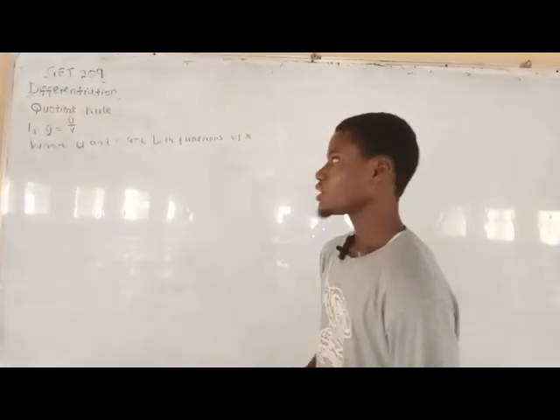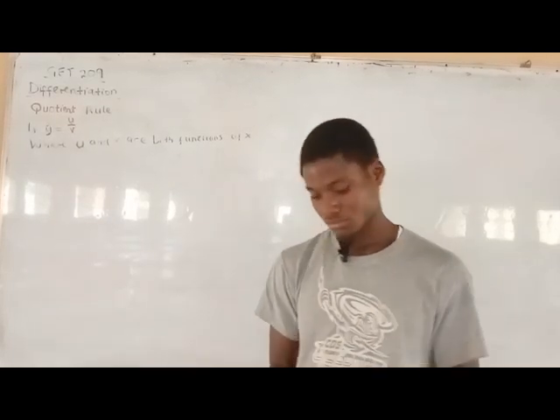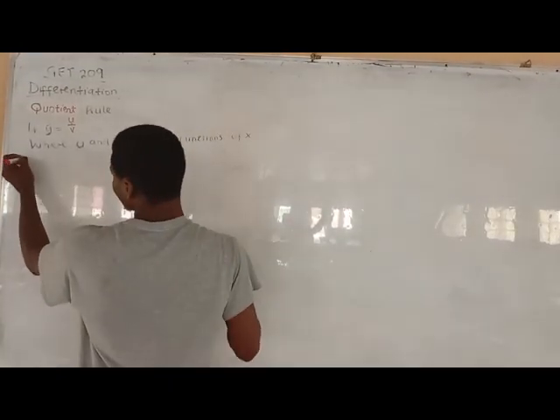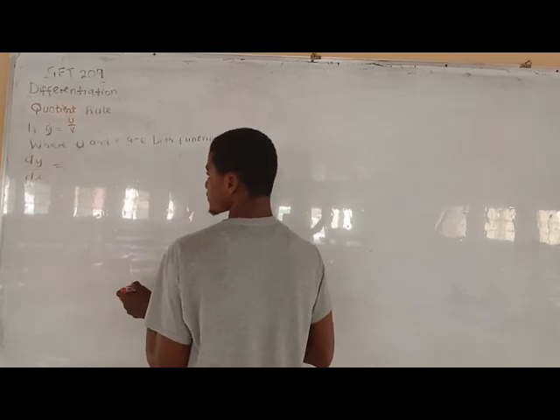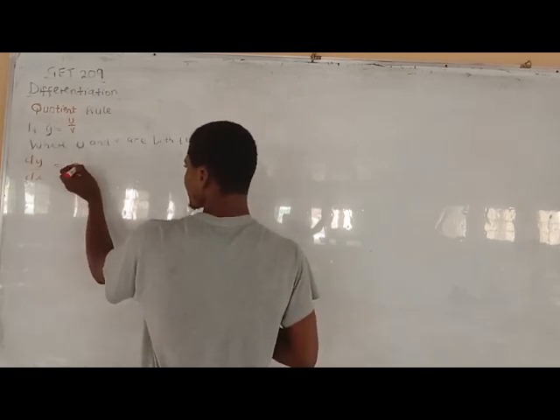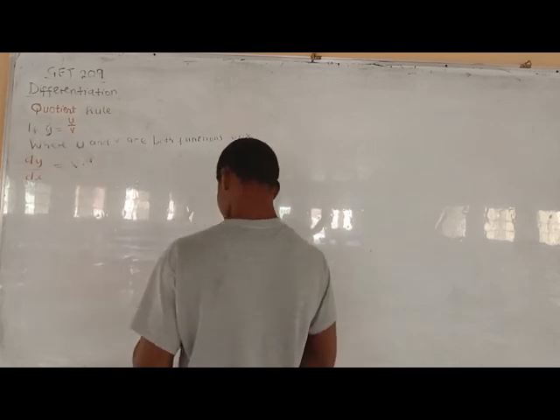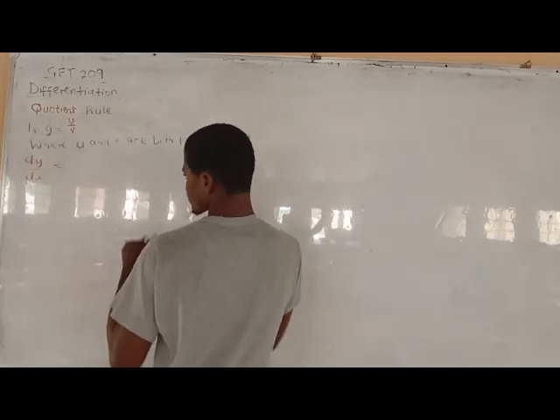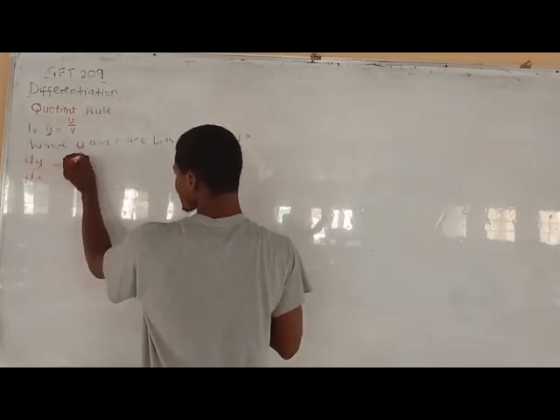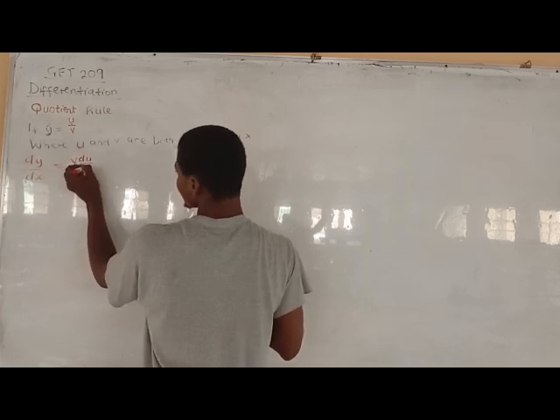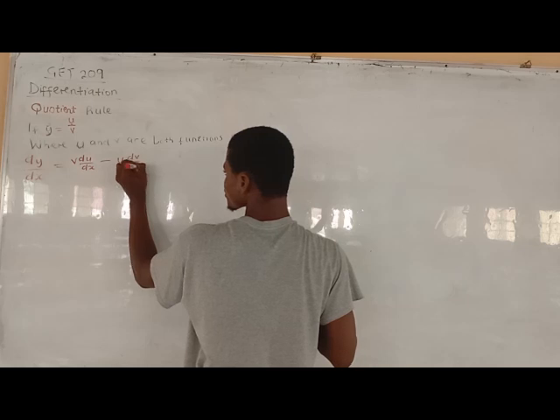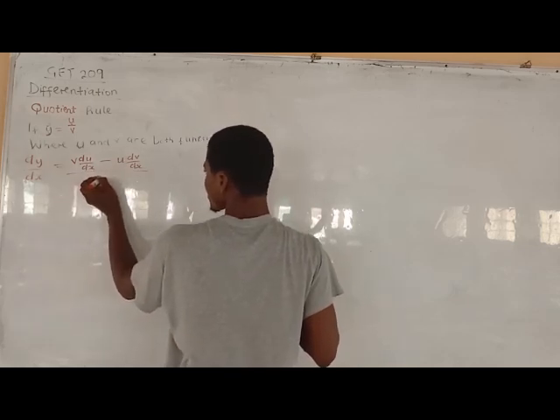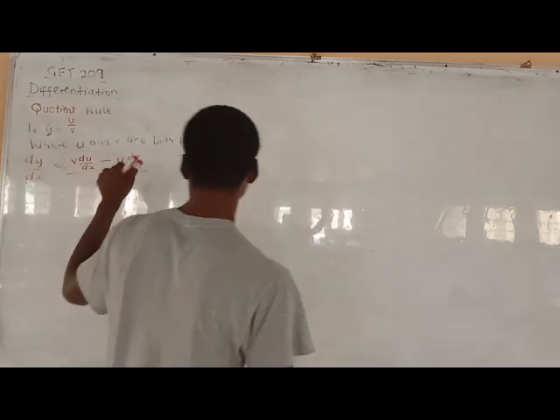Okay, so we move over to quotient rule. Quotient rule says that if y equals u over v, then dy over dx equals v times du over dx minus u times dv over dx, divided by v squared. This is the formula for quotient rule.